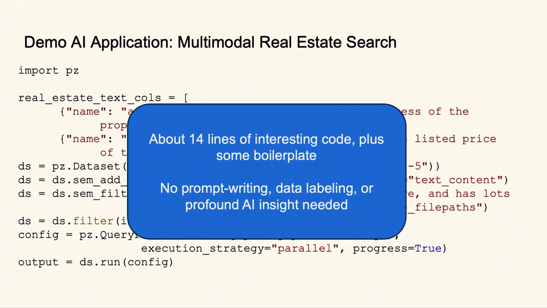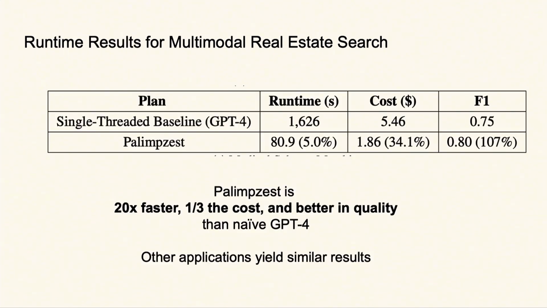Okay, so there's about 14 lines of code, and note that there was no prompt writing, no hand labeling of data. You didn't really need to understand anything about the specific AI model to use this thing. And on top of that, the system is going to automatically evaluate a whole bunch of different alternatives for doing this. For this particular program, it's about 20 times faster and costs about 1/3 the cost in dollars versus running this on GPT-4. So it evaluates a bunch of different alternative execution plans and finds ones that give better performance.